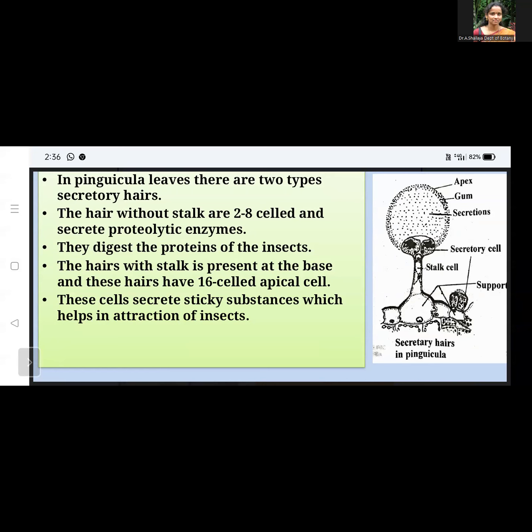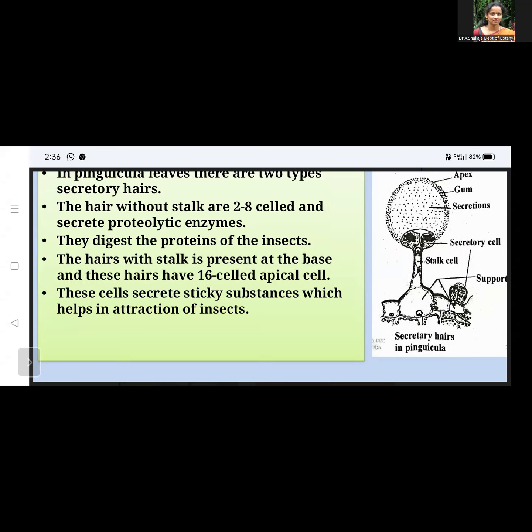So Pinguicula is an insectivorous plant, and Dionaea, Drosera, Nepenthes. These all are insectivorous plants. These have the digestive glands.